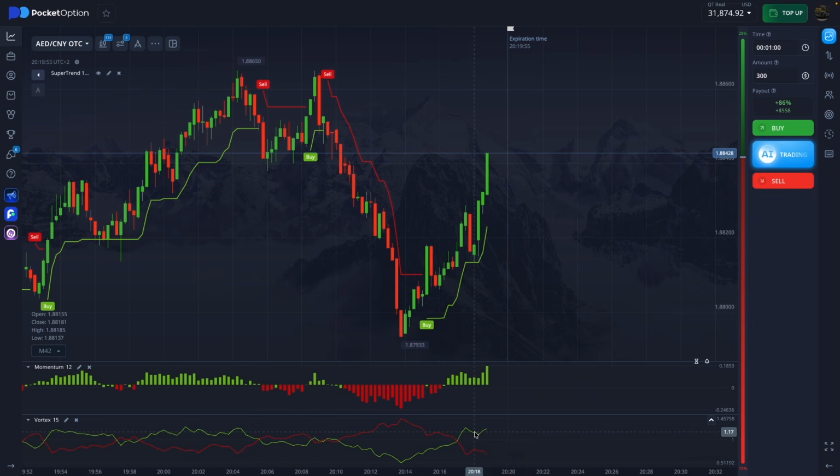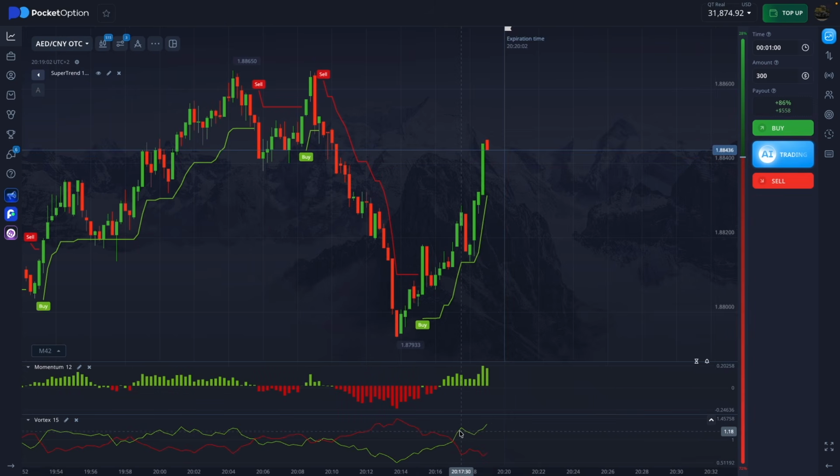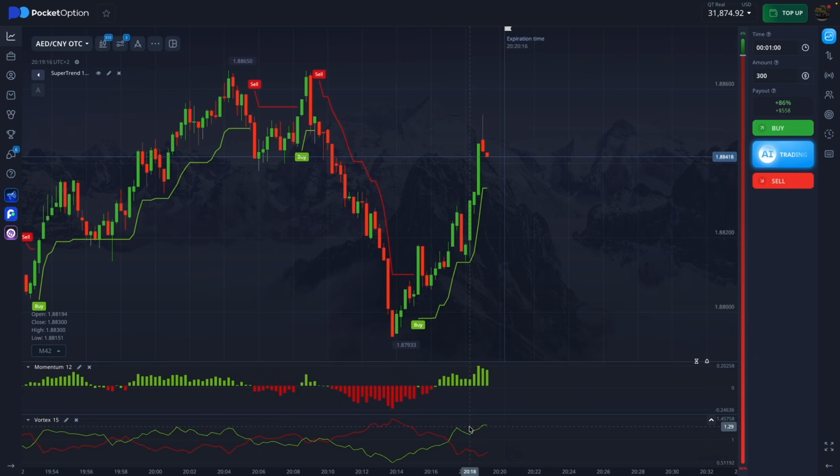And, accordingly, for me to enter an up trade, I need the buyers to be stronger now. And for me to see that the buyers are stronger, it means that the green line is above the red one. If I enter a down trade, I need the red line to be above the green line, indicating that the sellers are stronger now.